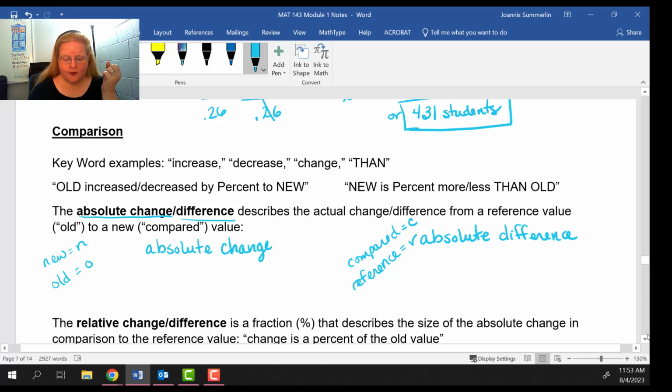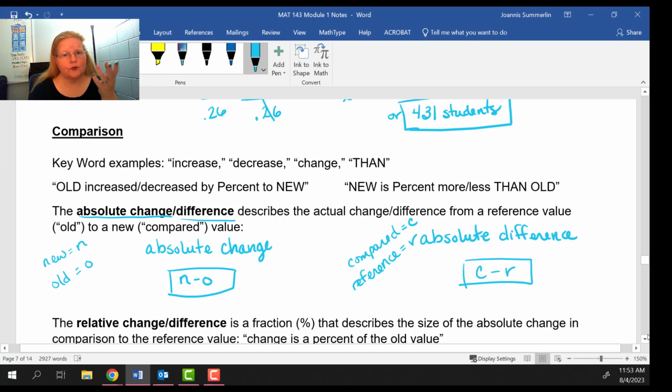So the formula for absolute change is simply N minus O. That's it. That's all of the formula that there is. N minus O. New minus old. For absolute difference, it's C minus R. It's not very difficult.